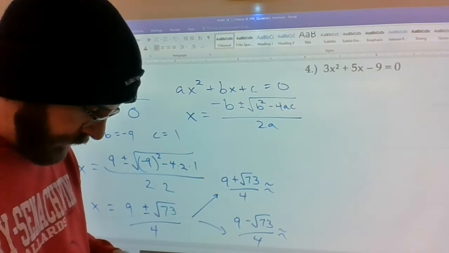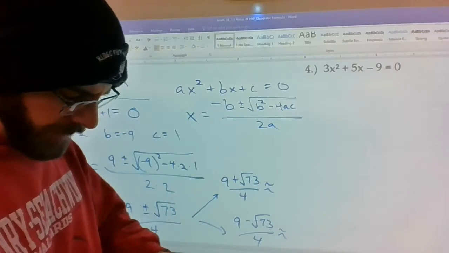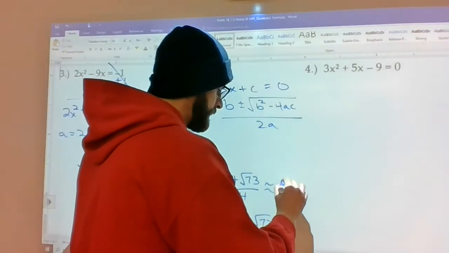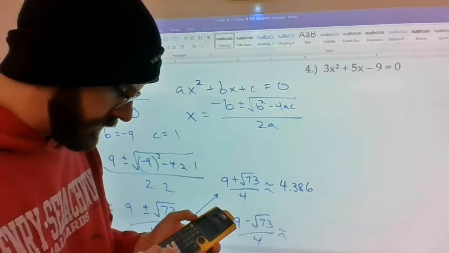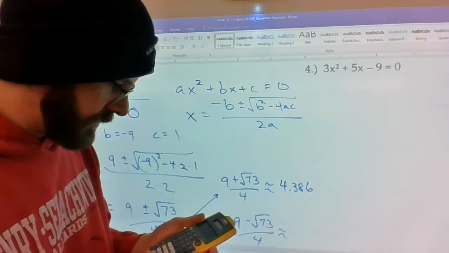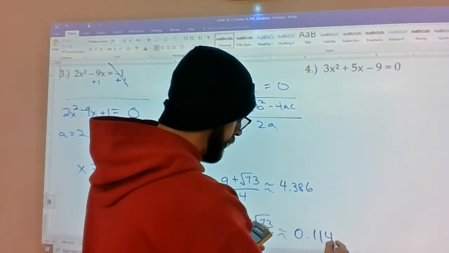All right, so the top answer is going to be 4.386. The bottom answer is going to be 0.114.